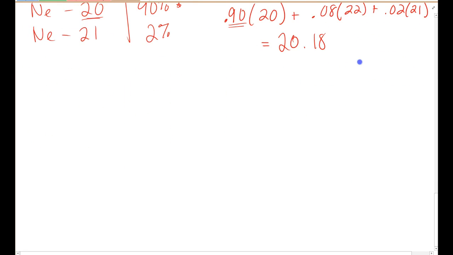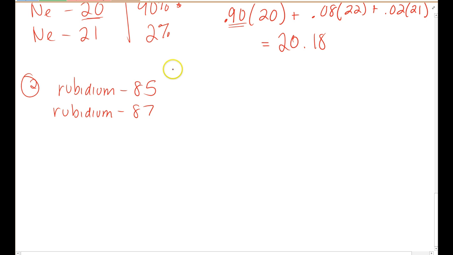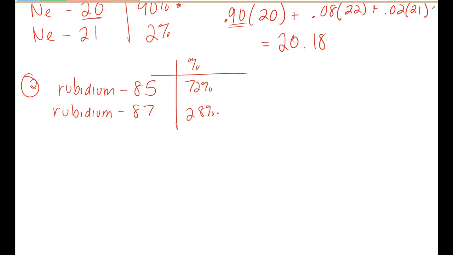Okay, so if you wanted to do an example problem of that, here's one that you can try, and you can ask me about it in class, and I'll give you the answer. But let's say we have rubidium, okay? Rubidium has rubidium 85, and then there's also rubidium 87, and the percent abundance for this, the 85 is 72% abundant, and the other is 28%. So go ahead and see if you can calculate the average atomic mass of rubidium, and I'll give the answer in class.